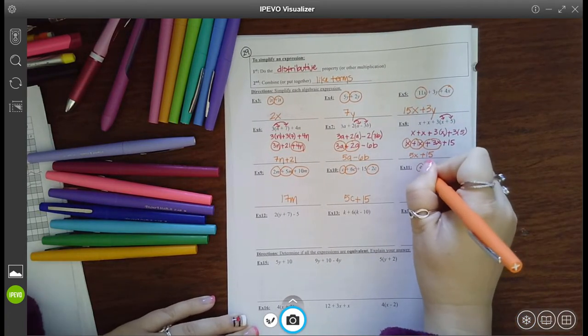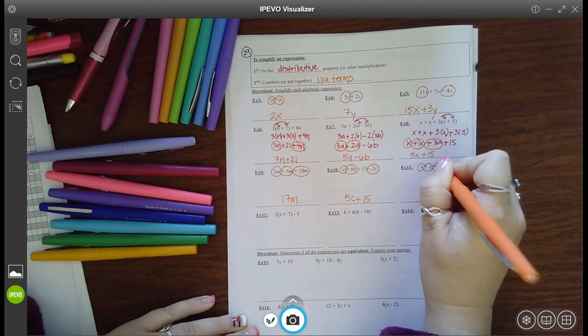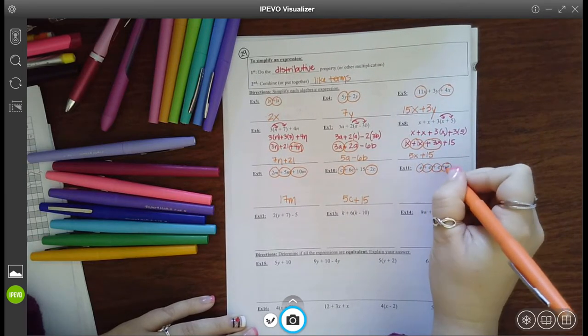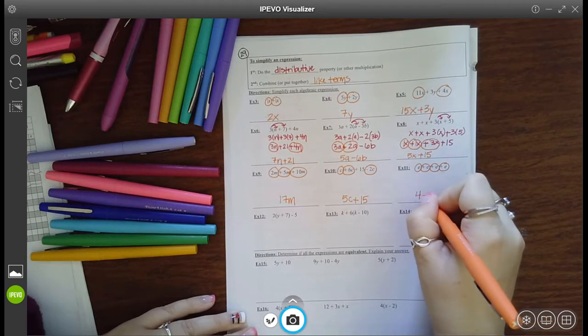Okay, E plus another E. How many E's do you see? 1, 2, 3, 4 E's. Done.